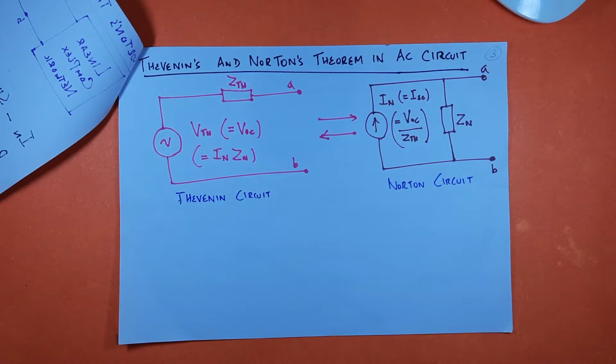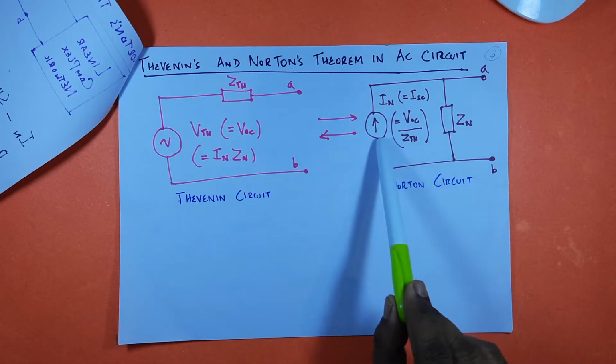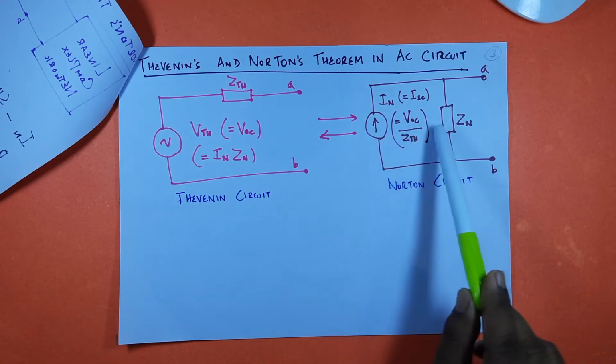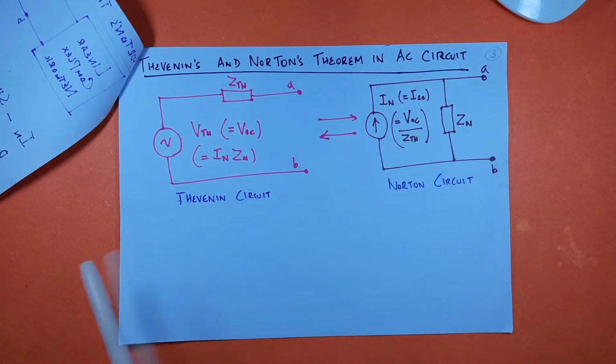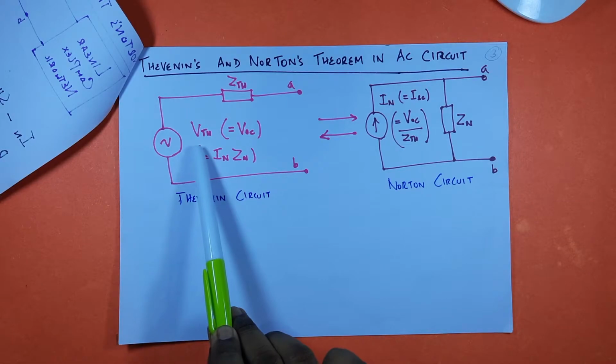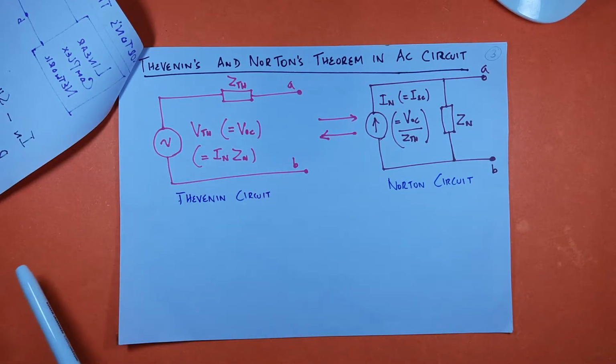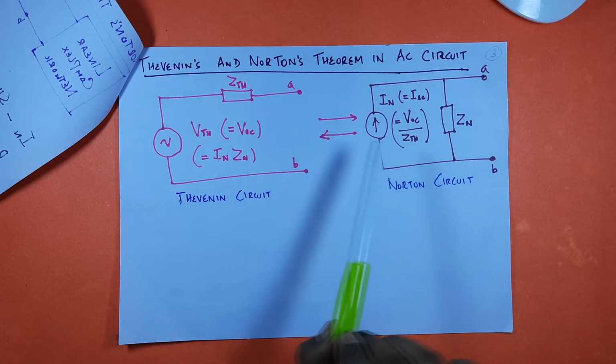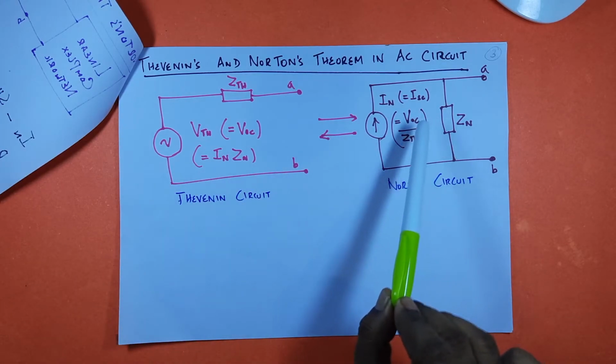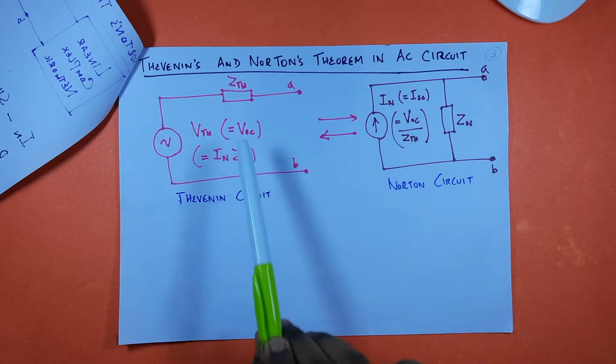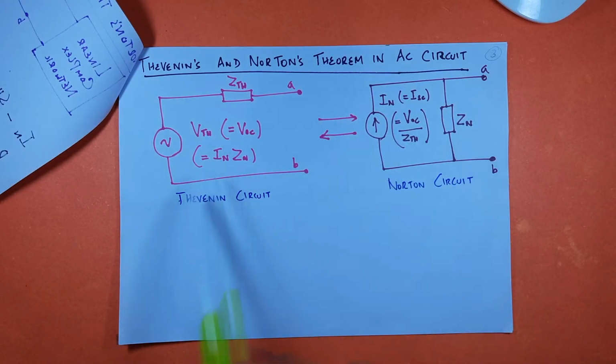Thevenin's and Norton's theorem in AC circuit. So we have an AC source and we have the impedance Z Thevenin. Here we have an AC current source in parallel with the impedance Zn. It is almost the same. So V Thevenin is nothing but the open circuit voltage. Right? So you can convert Thevenin circuit to Norton circuit or Norton circuit to Thevenin circuit.